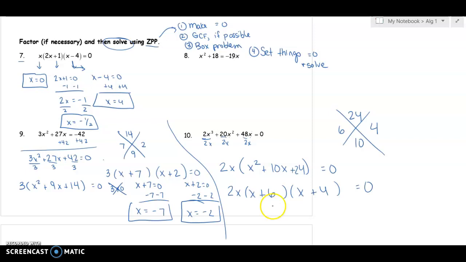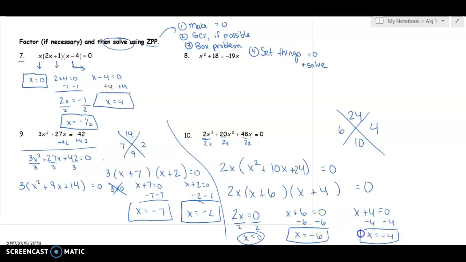Then you're going to set things equal to 0. This time it's not just a 3, it's a 2x. So you can set 2x equal to 0 because of that variable. X plus 6 will set equal to 0, and x plus 4 will set equal to 0. Divide by 2, you'll get x equals 0. Subtract by 6, you get x equals negative 6. And subtract by 4, you get x equals negative 4.